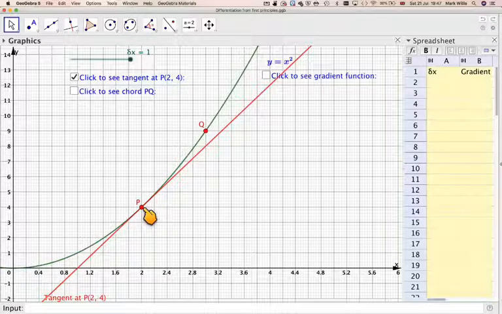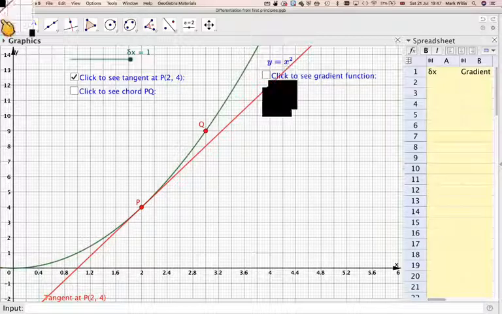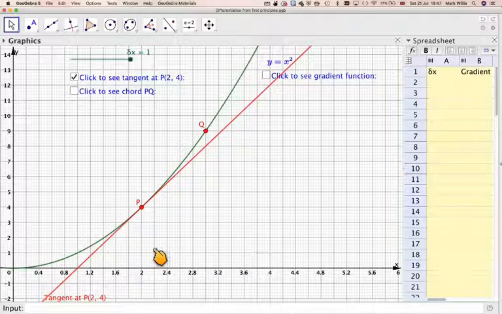Now the problem is, of course, that the gradient changes as we move around the curve, so we need to find some sort of formula. Given that y is equal to x squared, can we find a formula for the gradient of the curve at a particular point? When we've got the formula, we take our value of 2, put it into our formula and get a value for the gradient. This is what we're going to do.